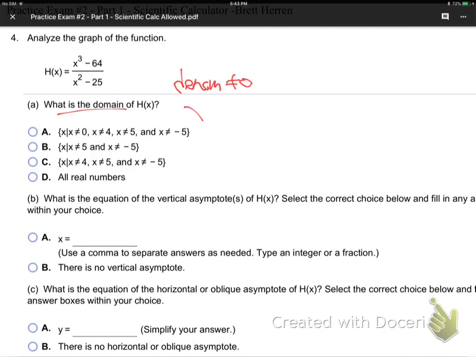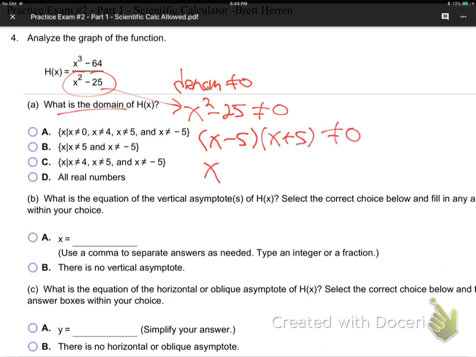Denominators cannot be 0, so that means x squared minus 25 cannot equal 0. Factor that: x minus 5, x plus 5 cannot be 0, so x cannot be 5 or negative 5.